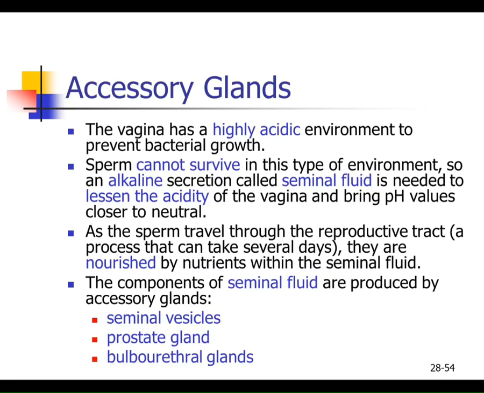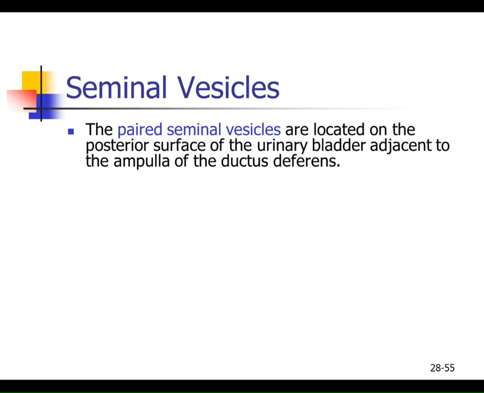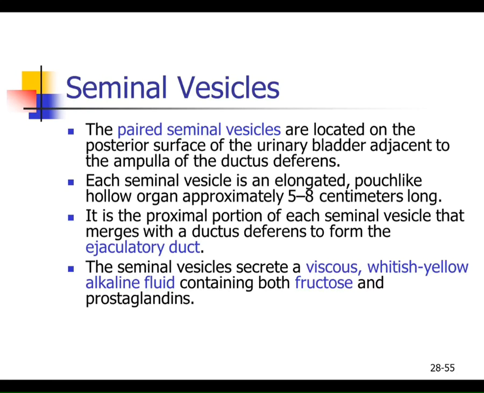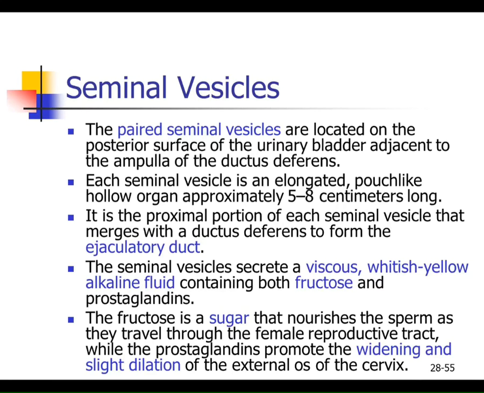So you've seen these slides before. Let's go through what each of these different glands is producing for the sperm. So the seminal vesicles, 2 of them, again, they're on either side of the bladder, and they're going to meet up with the vas deferens and dump together into the ejaculatory duct. They're producing a whitish, viscous, alkaline fluid that is rich in fructose and prostaglandins.